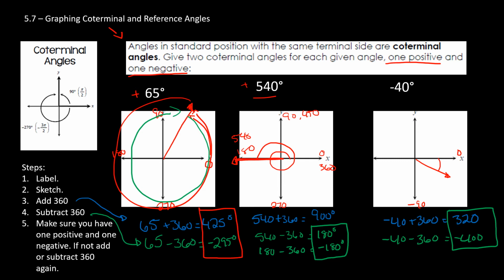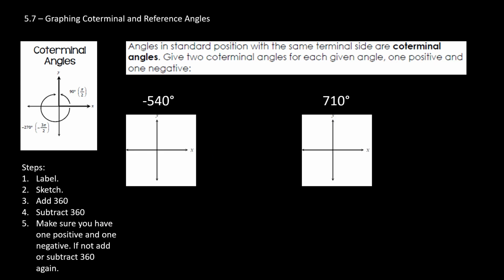All right. Let's do a couple more just to be on the safe side here and give you more exposure. So let's look at the negative 540. With the negative 540, we're going to do the same. We're going to label 0, negative 90, negative 180, negative 270. Then we come around to negative 360. Well, we need to keep going because negative 540 is beyond this negative 360.